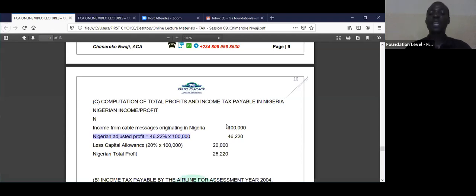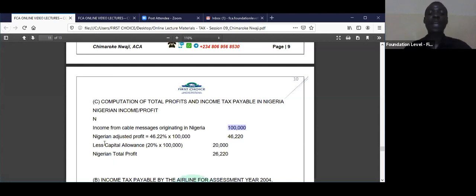Multiplied by this Nigerian income, that will give you 46,220. Note that this 100,000, you will double underline it too, so that it will not affect. I did, but I don't know how it happened here.